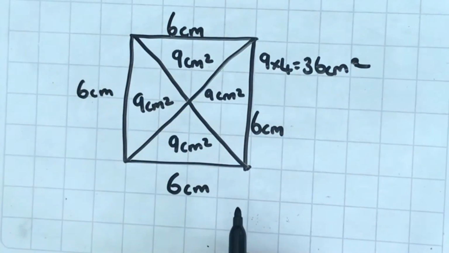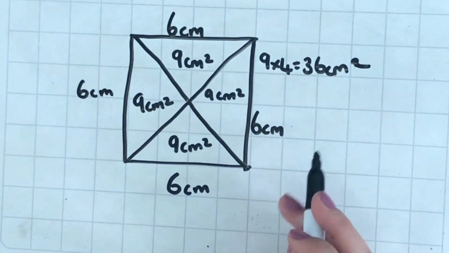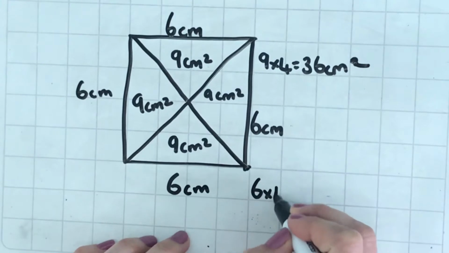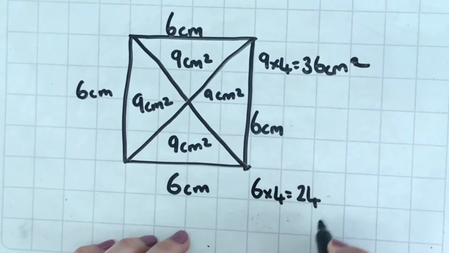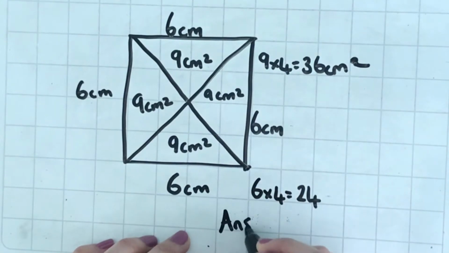So you've got 4 sides, each one measures 6 centimetres. To work out the perimeter then you're going to do 6 times 4, which is 24. So your answer to number 2 is 24 centimetres.